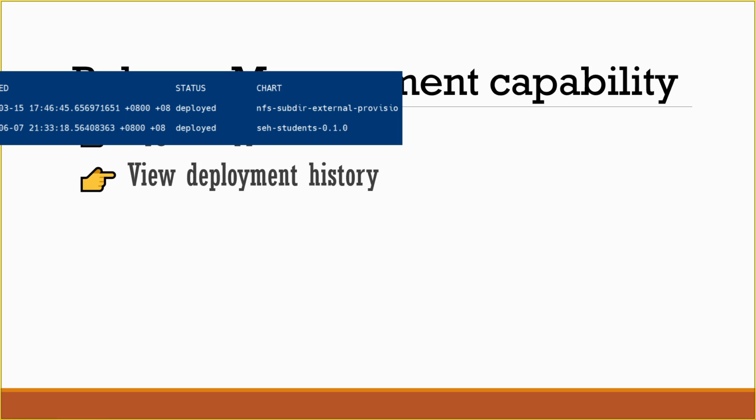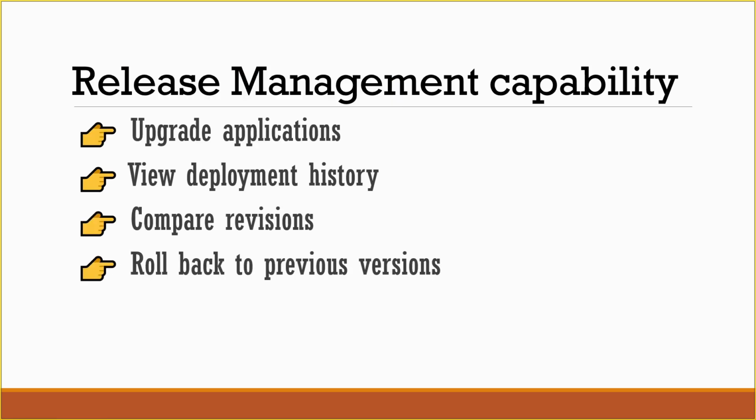One of the features I personally like most about Helm is its release management capability. Whenever we deploy an application using Helm, Helm creates and tracks a release for that deployment. Because Helm maintains release history, we can easily upgrade applications, view deployment history, compare revisions, and roll back to previous versions if something goes wrong.